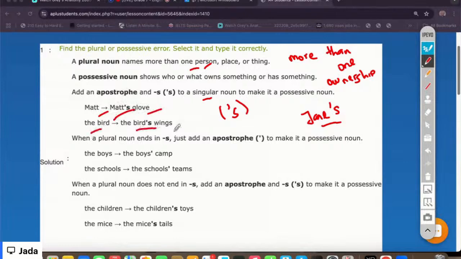The bird's wings. Alright, so when a plural noun ends with s, just add an apostrophe to make it a possessive noun. So we know that plural already talks about more than one. So once it's plural, for example, cats, you just add an apostrophe after the s to make it plural possessive. So the boys' camp, the school's team. Alright?